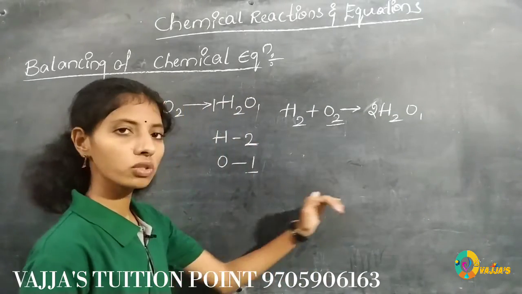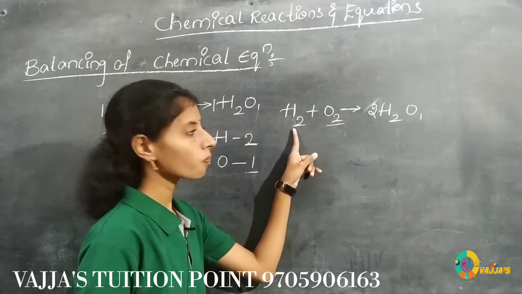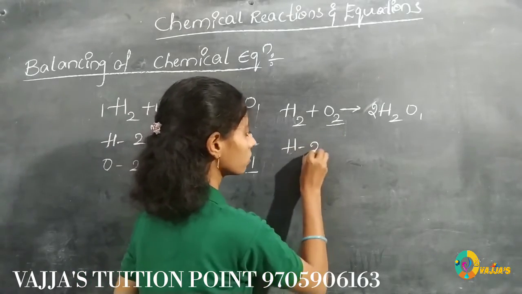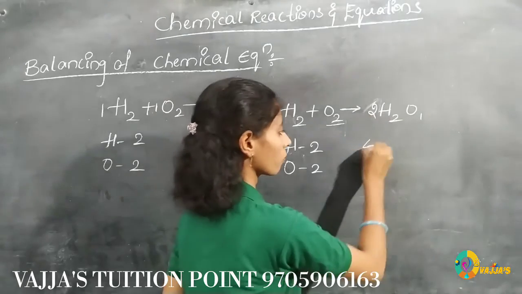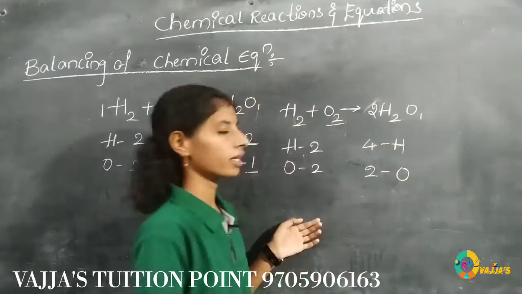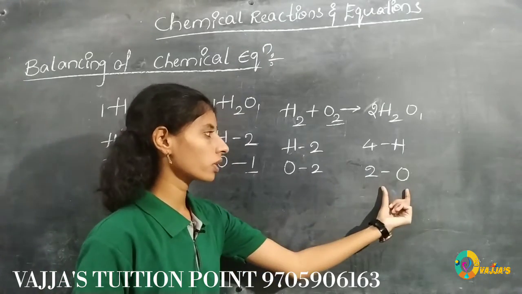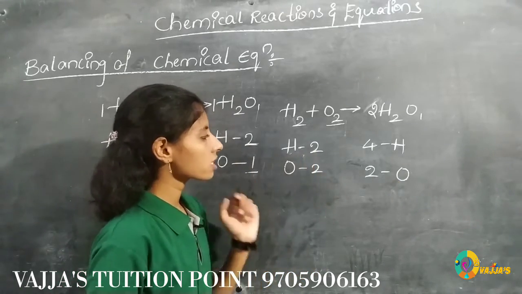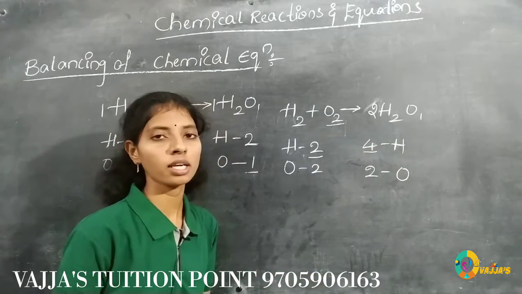Now let's count the total number of atoms. Here we have 2 hydrogens and 2 oxygens. Write down here. Here we have 2 twos are 4: 4 hydrogen atoms and 2 oxygen atoms. Now see, on the reactant side we have 2 oxygen atoms, and on the product side also 2 oxygen atoms. But on the reactant side we have 2 hydrogen atoms, and on the product side 4 hydrogen atoms.